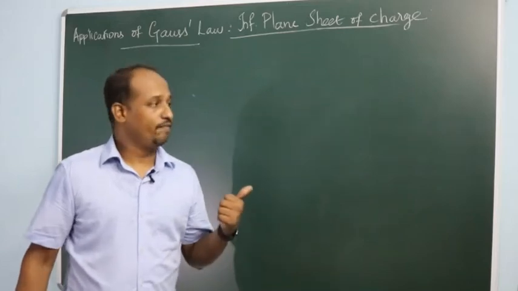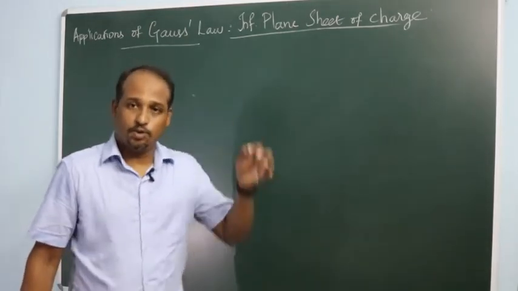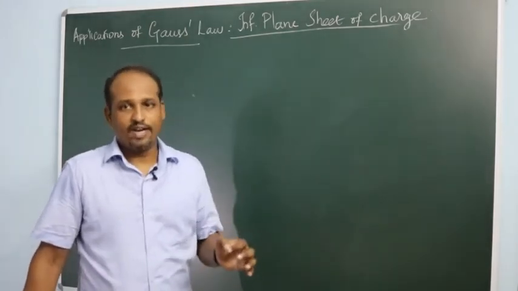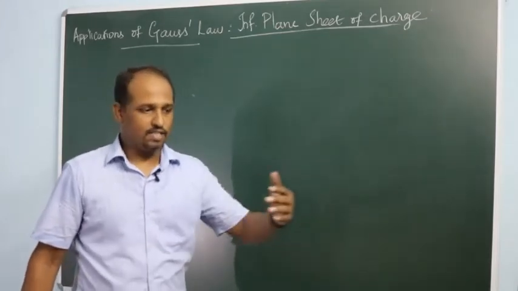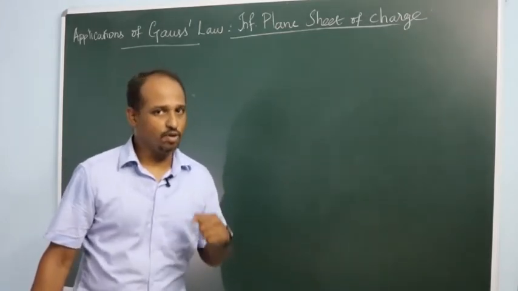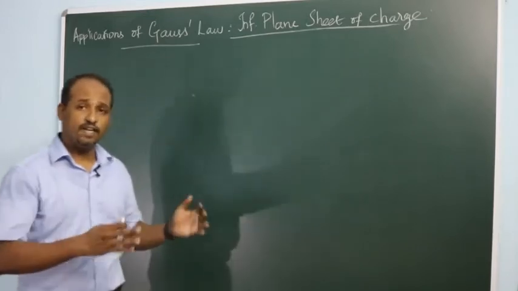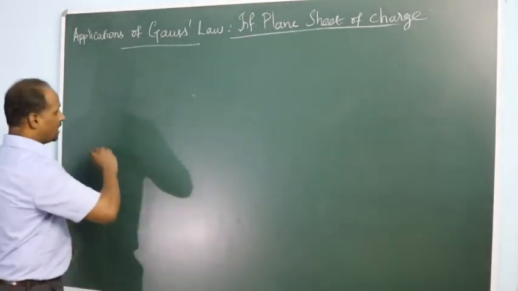Now that we have found the electric field due to an infinitely long straight charged wire at some point from the wire, the second thing is the infinite sheet of charge. Suppose any sheet of charge.